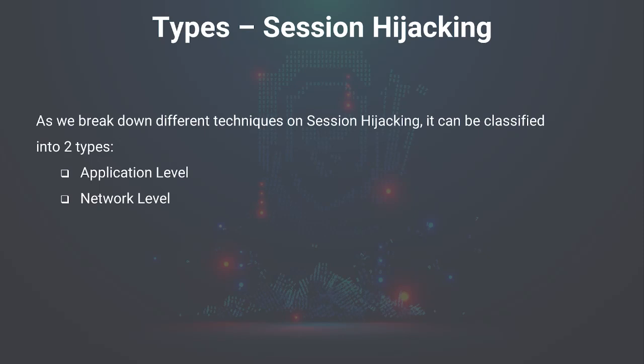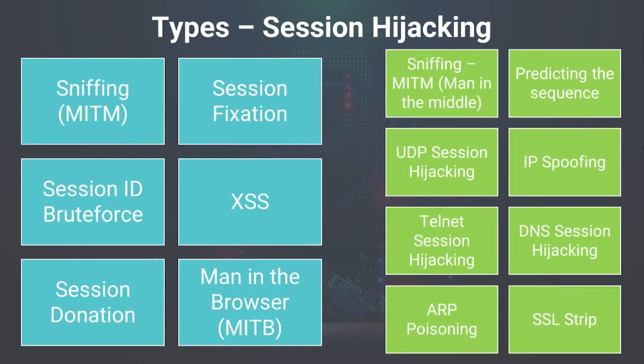Similarly, the second type would be the network level. In this scenario, we are talking more about different types of protocol such as DNS, TCP, UDP, and so on. Just to give an overview of the different types of attacks over the web and network. The first one would be man in the middle, which is the scenario where the attacker is trying to sniff out the user session over HTTP. Session fixation is where the attacker actually provides a session ID to the user and then pulls out the user data.